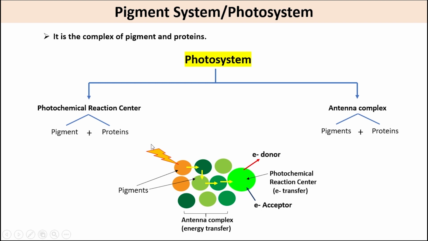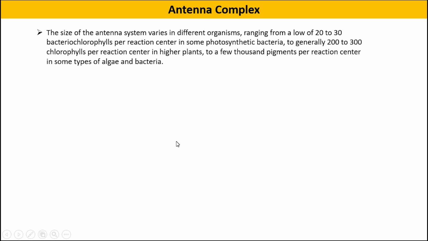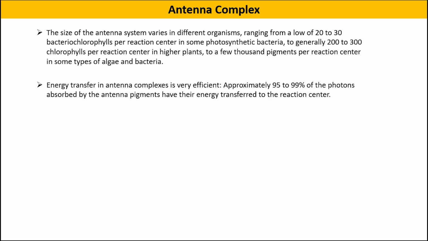Antenna complex. The size of the antenna system varies in different organisms, ranging from a low of 20 to 30 bacteriochlorophylls per reaction center in some photosynthetic bacteria, to generally 200 to 300 chlorophylls per reaction center in higher plants, to a few thousand pigments per reaction center in some types of algae and bacteria. Energy transfer in antenna complexes is very efficient. Approximately 95 to 99% of the photons absorbed by the antenna pigments have their energy transferred to the reaction center.